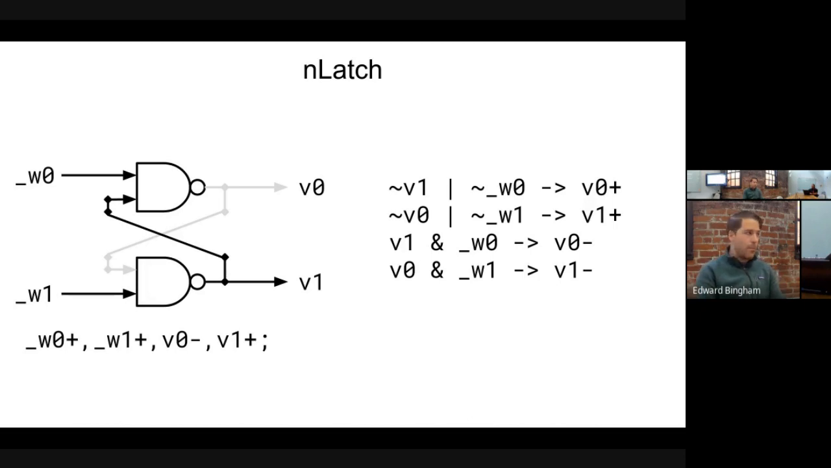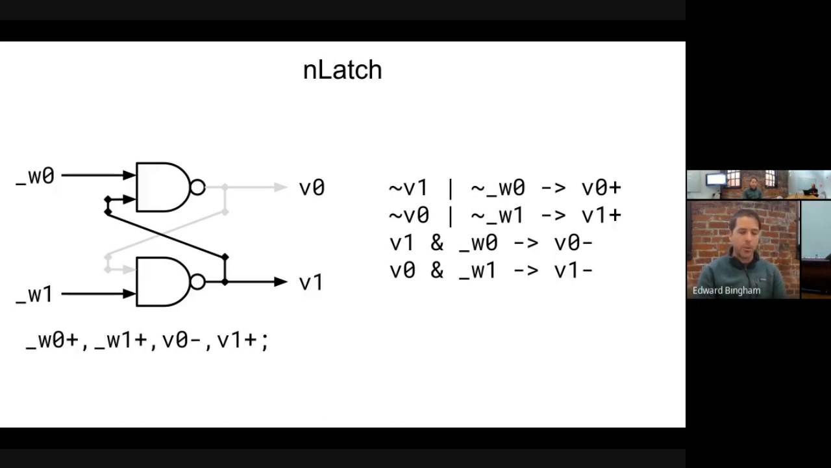In fact, there are any number of latches and C elements that you can use in your internal memory, some more difficult than others. We'll just be starting with an nlatch for this one. And so our nlatch has two inputs, underscore W0 and underscore W1. And so these write a value to the nlatch when they go low, not when they go high. So if underscore W0 goes low, it will write V0, setting it high and setting V1 low.